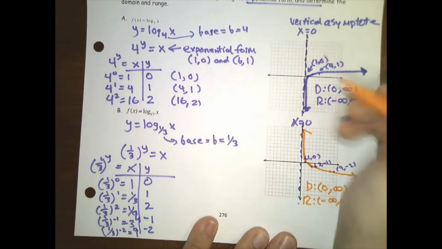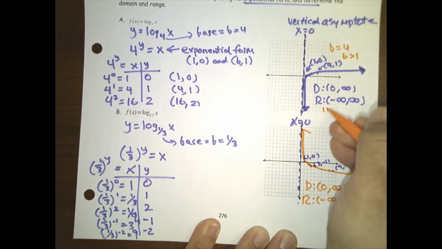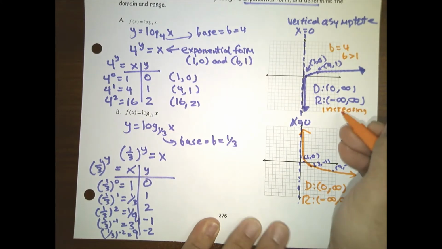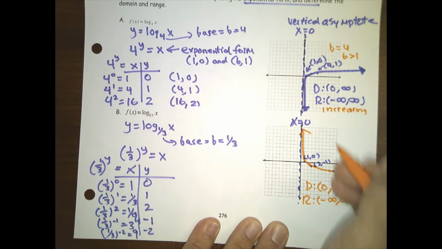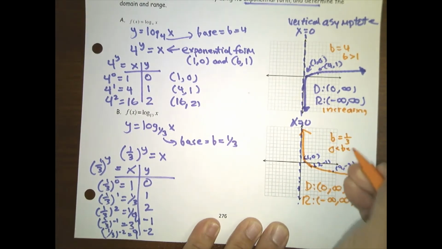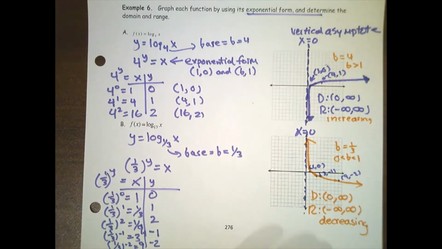Since in this particular case, b was equal to 4 and b was greater than 1, this is going to be an increasing graph. And since here b was a third, so b is less than 1, between 0 and 1, this is going to be a decreasing graph. So try to keep all of that in mind as well, that the base determines whether this will be increasing or decreasing.